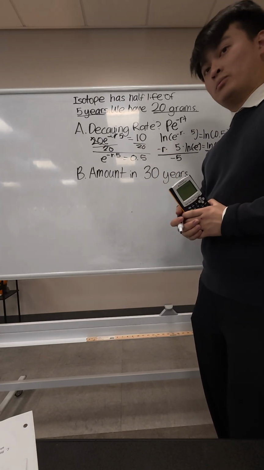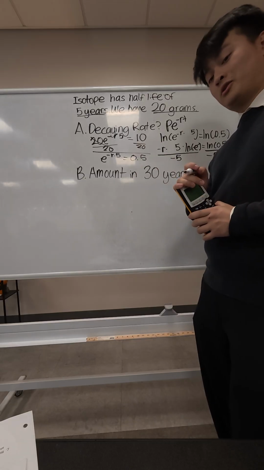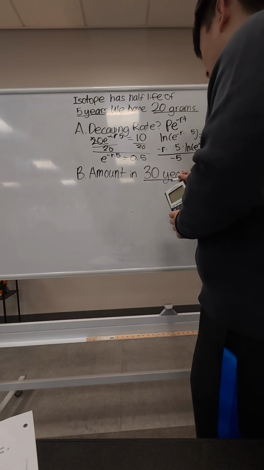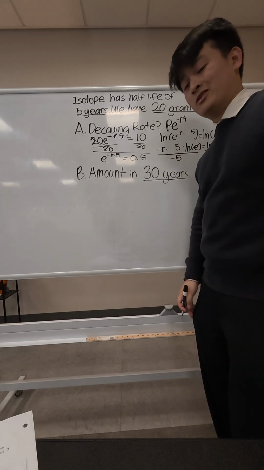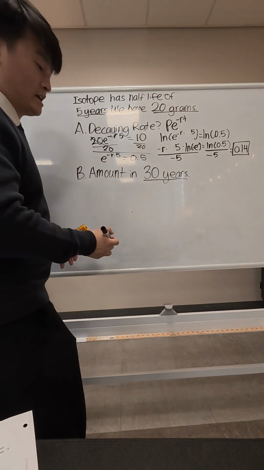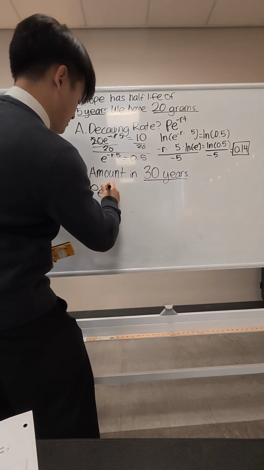This leads us to part B. You're going to use the information in part A to solve for it. It's now asking us the new amount in 30 years, because maybe, who knows, you go in time and you want to see how much is left. You're going to use the equation again. Everything with half-life revolves around negative Pert.